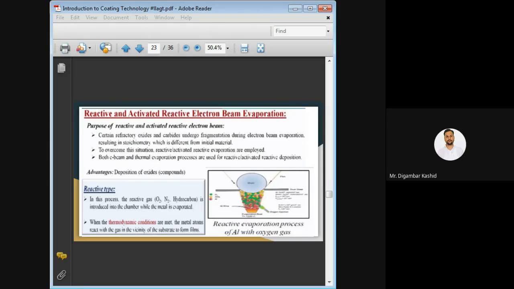Now the purpose of this reactive and activated reactive electron beam is that certain refractory oxides and carbides undergo fragmentation during electron beam evaporation, resulting in a stoichiometry which is different from the initial material. To overcome this situation, reactive and activated reactive evaporation are employed, and here both electron beam and thermal evaporation processes are used for this deposition purpose.